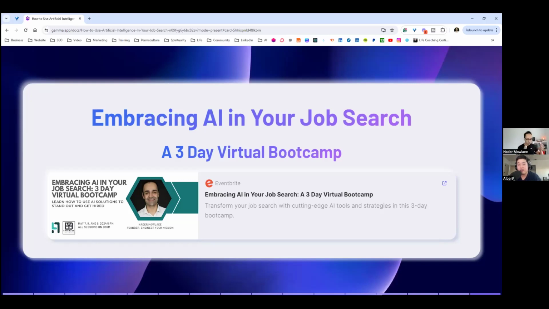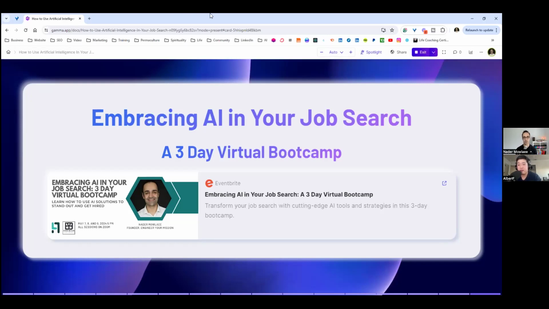And what that's going to offer you is the chance to not only learn what it means to use AI in your job search, but also get your hands dirty, learn how to prompt engineer, and also use them in a practical situation, which is through your job search.